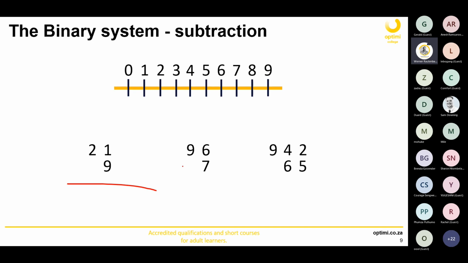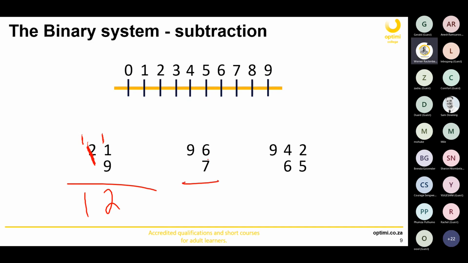But there's a way of doing it. 1 minus 9, we cannot do that. Guys, we cannot say 1 minus 9 because we don't want to go into the negative. So what do we do? We go and borrow from the 2. So we borrow 1 from the 2. The 2 becomes 1, and now it is 11 minus 9. And 11 minus 9 is 2, and then we have 1 minus 0 is 1.